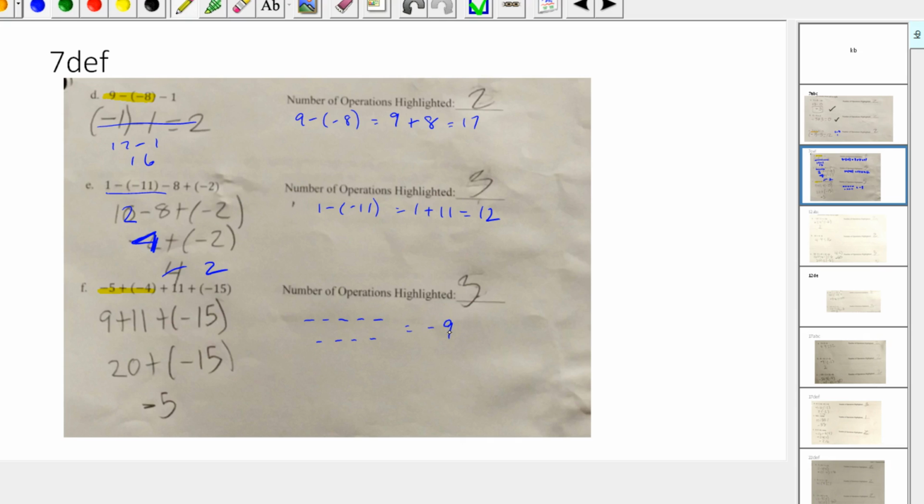So really be careful. I'm guessing you're thinking of when you multiply or divide two negatives, it's a positive, okay? But that's for multiplication and division. So here this is negative 9. Then negative 9 plus 11 would be 2. And then 2 plus negative 15 is negative 13.